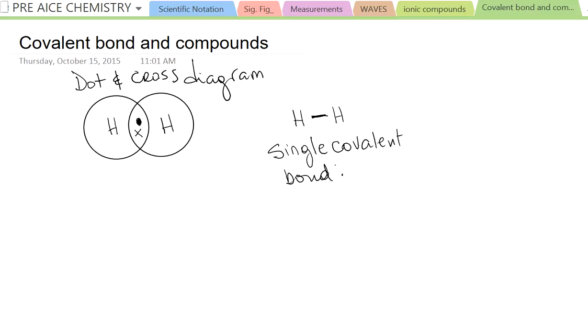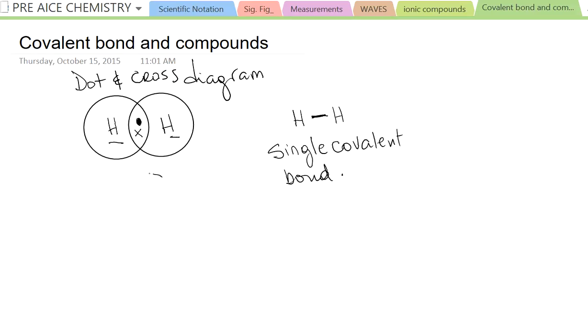Now, we're going to add something else to this one. Let's pretend that these are two elements that want that pair of electrons. Who has more power to attract that pair of electrons? This hydrogen or this hydrogen? Or are they the same? They are the same, yes?